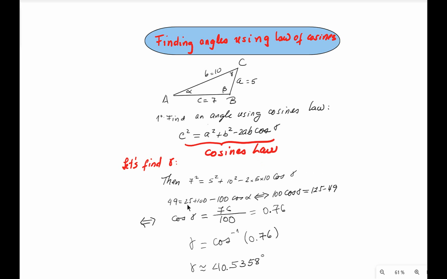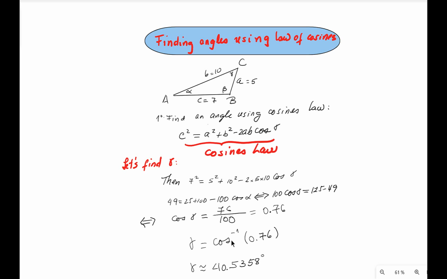And then do all the operations you have to do, and then make the cos gamma explicit, and you get this number. The functions sine and cosine are always less than or equal to 1. So, if one of these functions, sine or cosine, gives you more than 1, check the operation you have done, because you are wrong. Cos gamma equals 0.76, then gamma equals cos to the minus 1 of 0.76, and gives this number.